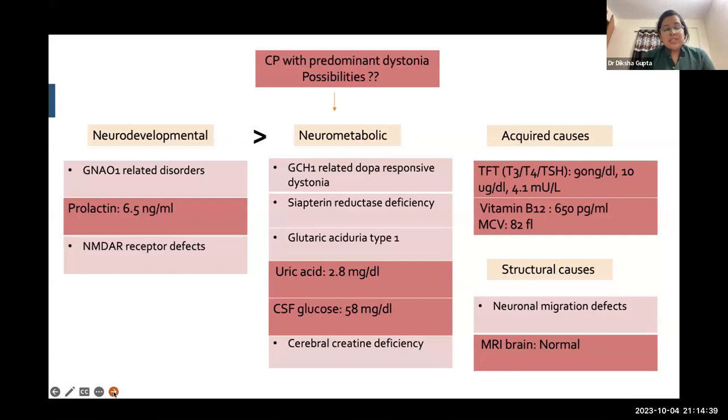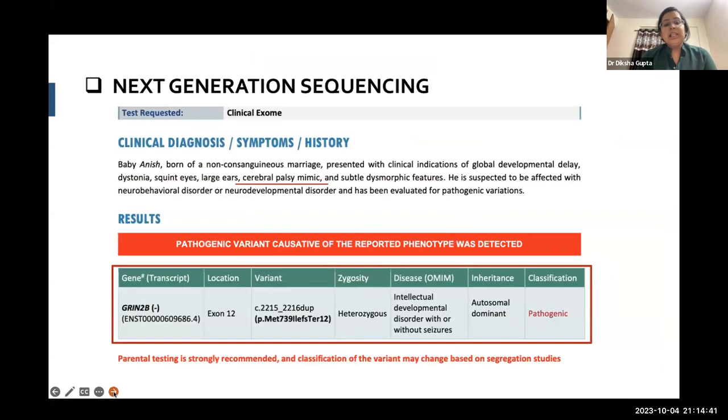So we counseled the parents and we went ahead with clinical exome. In clinical exome, we found that there was a heterozygous mutation in exon 12, which was a loss of function mutation in the GRIN2B gene. And there was a two base pair duplication leading to a frame shift mutation, because of which there was a truncation of the protein and a non-functional protein was formed.